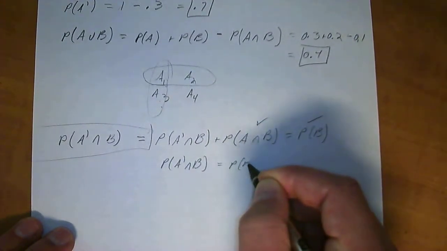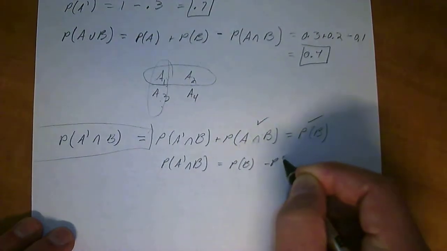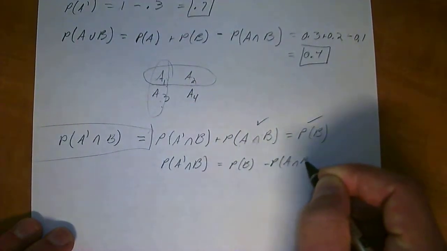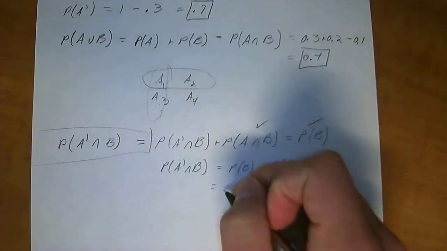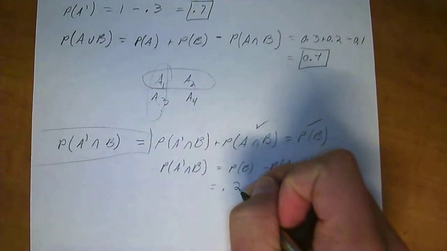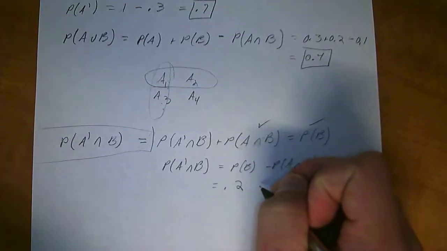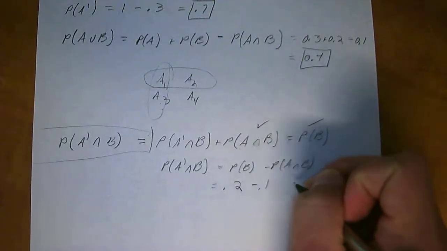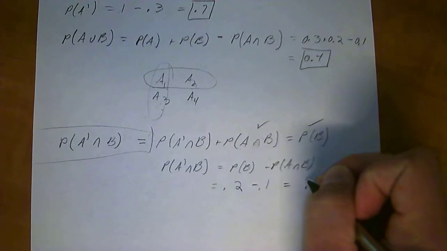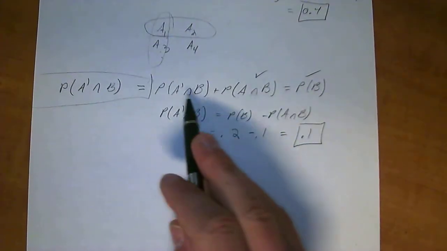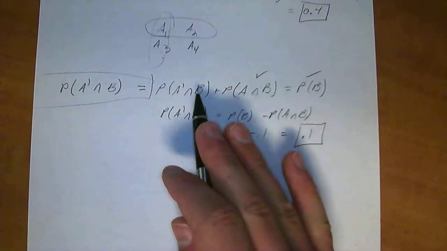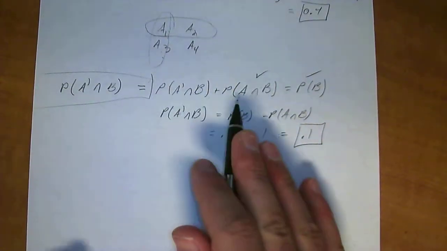So the probability of A not intersected with B is equal to the probability of B minus the probability of A intersected with B, which is equal to 0.2 minus 0.1, which is equal to 0.1. So that's the probability of A not B. So you have to use this property right here.